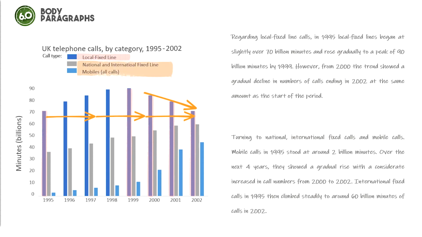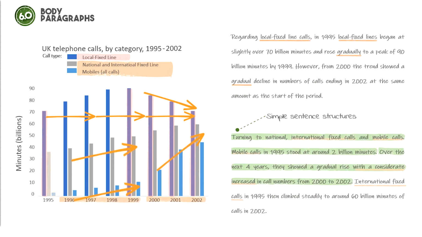Turning to national, international fixed calls and mobile calls. Mobile calls in 1995 stood at around 2 billion minutes. Over the next 4 years, they showed a gradual rise with a considerate increase in call numbers from 2000 to 2002. International fixed calls in 1995 then climbed steadily to around 60 billion minutes of calls in 2002.